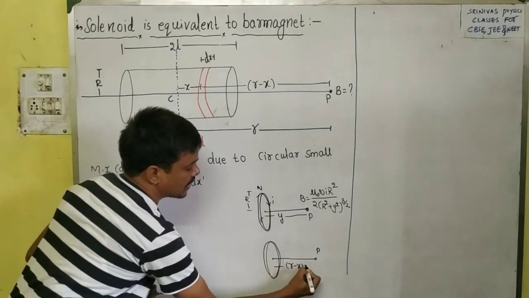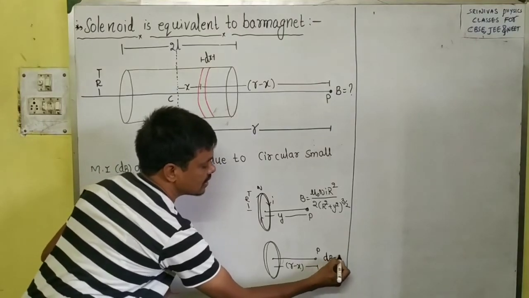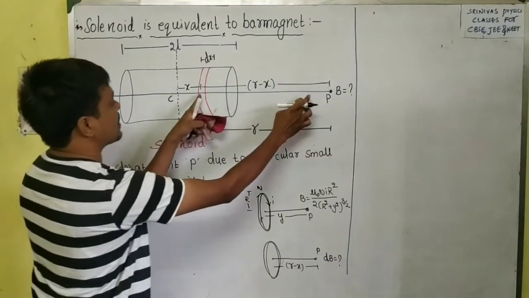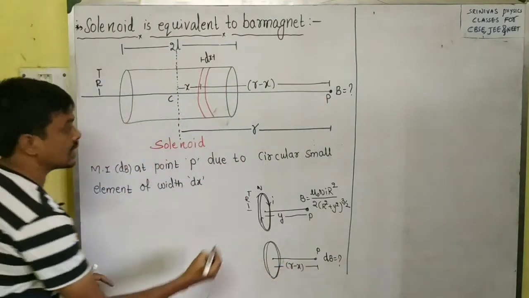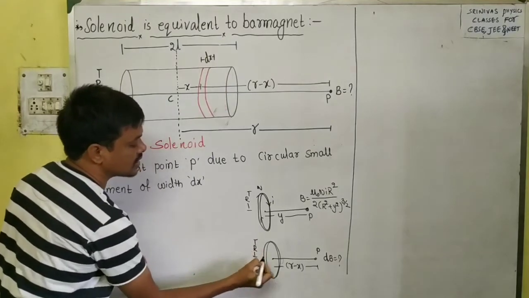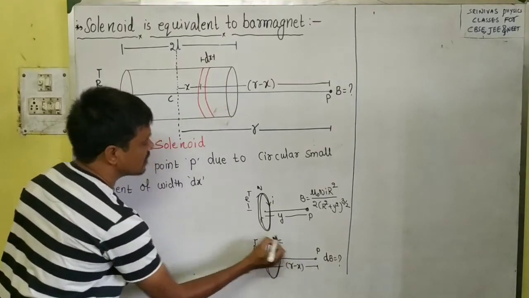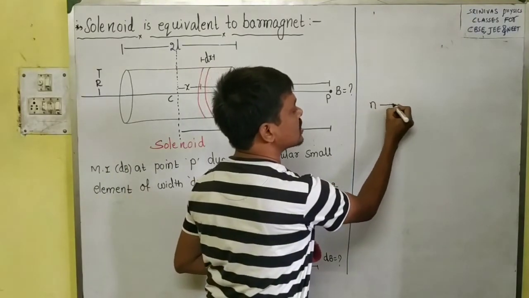Okay, at r minus x distance I want to find out the magnetic induction, that is dB. This distance is r minus x from the small element, and its radius is again capital R, we know already. How many turns are there in this? We know already the number of turns per unit length. Small n is the number of turns per unit length.